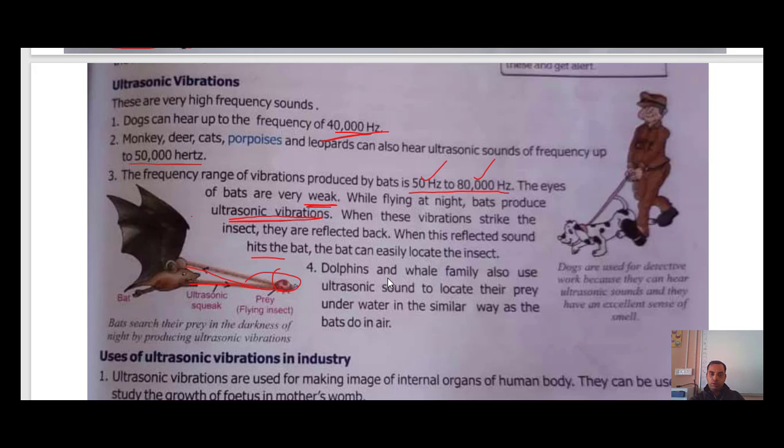Now, the dolphin and whale families also use ultrasonic vibration to locate their prey underwater, in a similar way as bats do. So, as a bat is using ultrasonic vibration, similarly dolphins, whales, these fishes also use ultrasonic vibration inside the sea to communicate, to do their day-to-day activities.